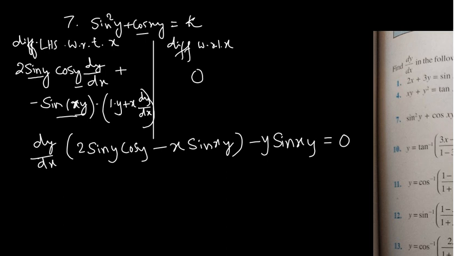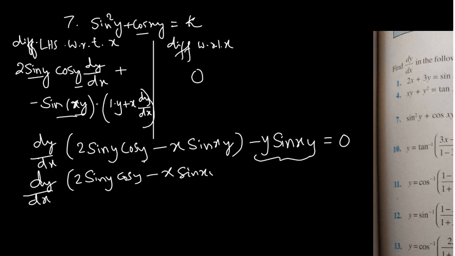So you take this to the other side. So you get dy by dx into 2 sine y cos y minus x sin xy equal to y sin xy. Understood, right? No questions, right? So then you get dy by dx equal to this entire thing.